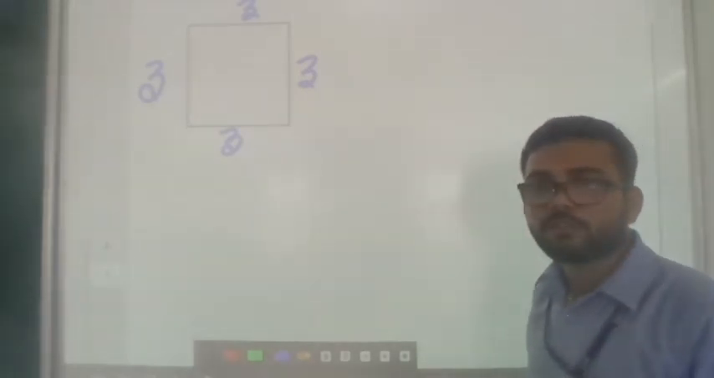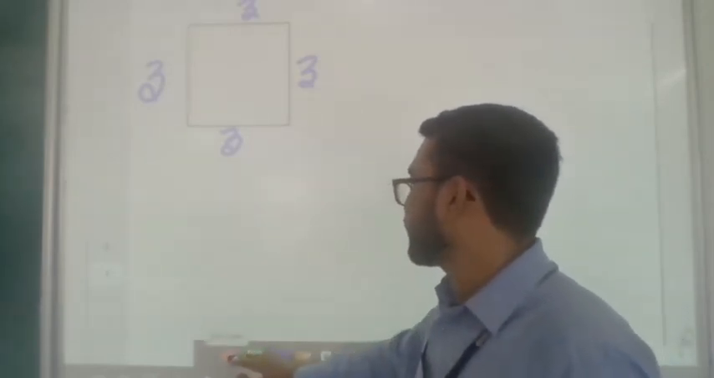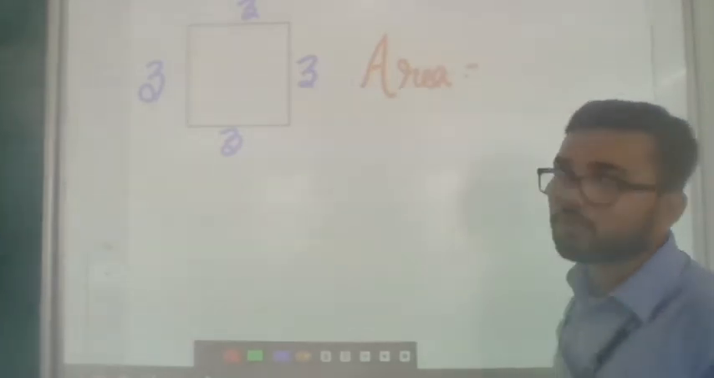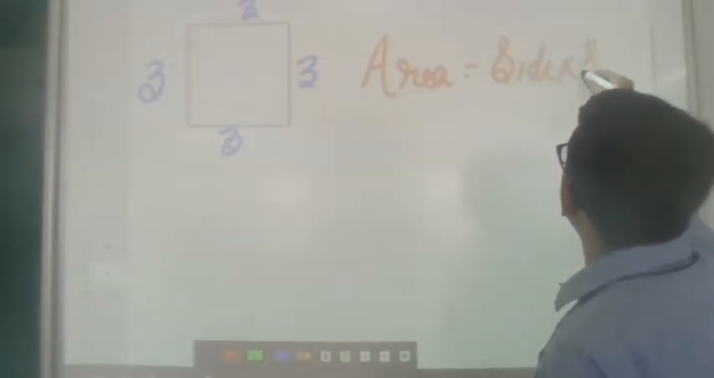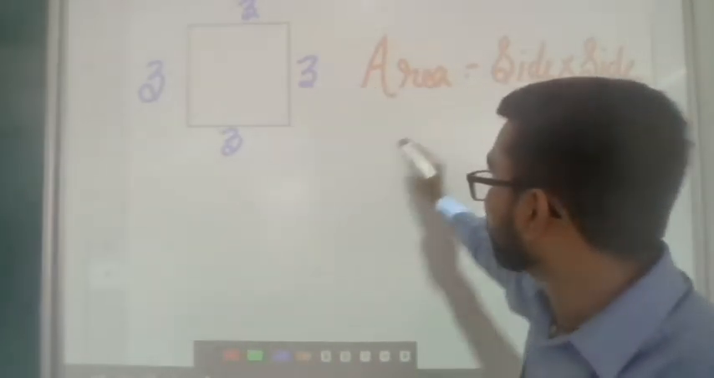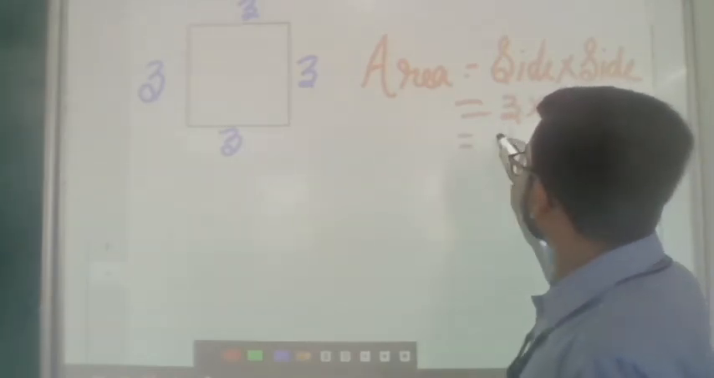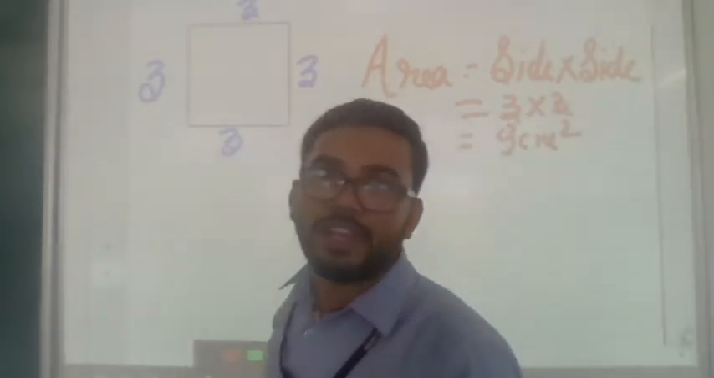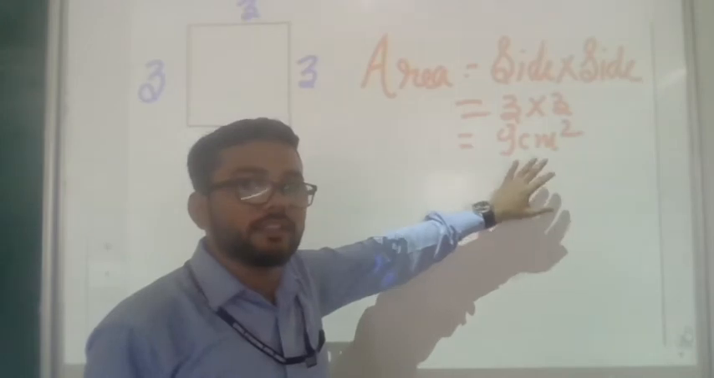Now if you are asked the area of the square, what will be its area? As you all know, the area of a square is equal to side into side. So side squared means 3 into 3, that is equal to 9 centimeter square. So the area of this square whose side is 3 centimeter is 9 centimeter square.